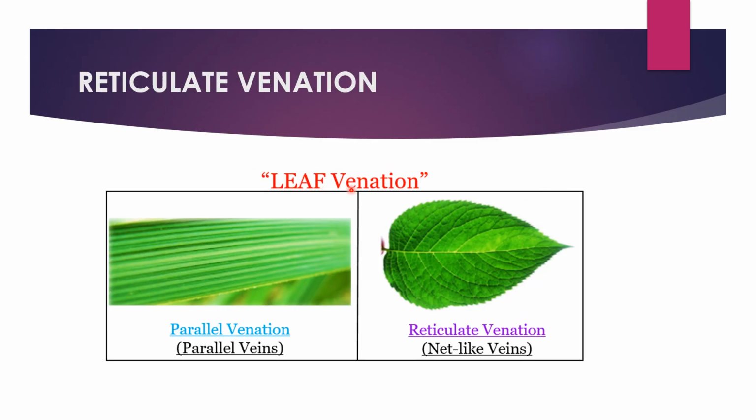This is one more pictorial representation to make parallel venation a bit clearer, in which the veins run parallel to each other. And in reticulate, we can see net-like veins. It's a network of veins, or web-like also, you can say.